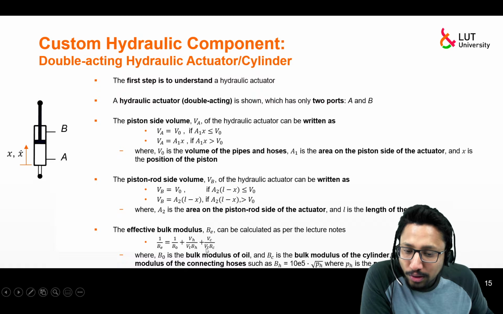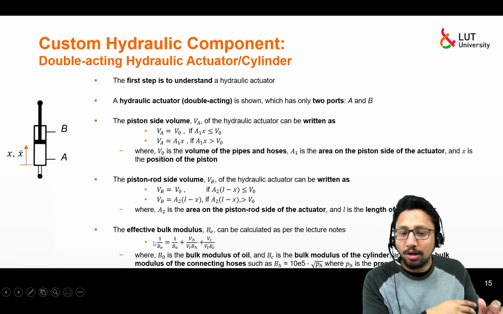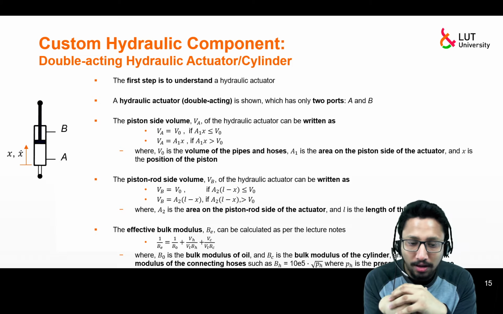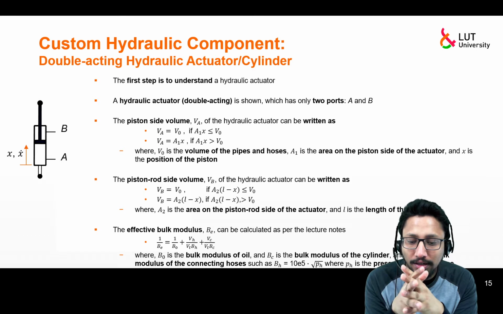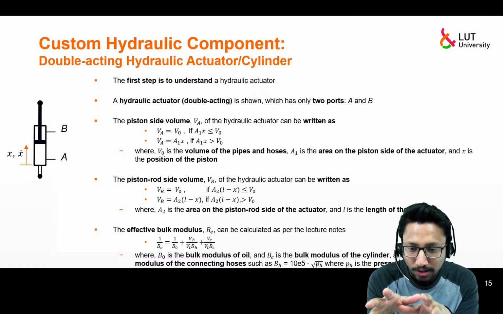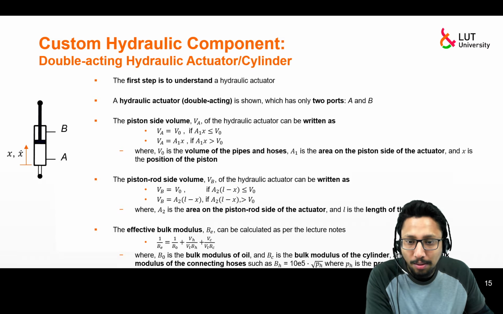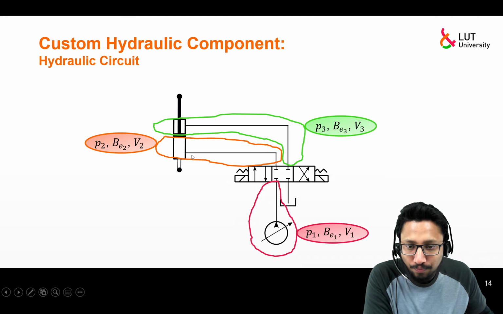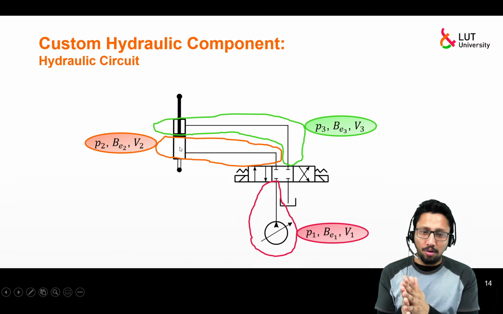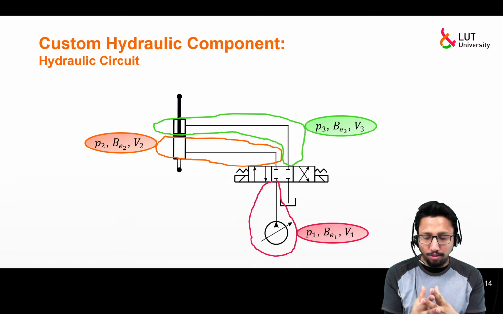So in order to calculate effective bulk modulus, it can be calculated as per the lecture note. So basically, considering the effective bulk modulus of all the parts of that particular section. So let's say we are talking about section 2. In this part, what are the components that are contributing?